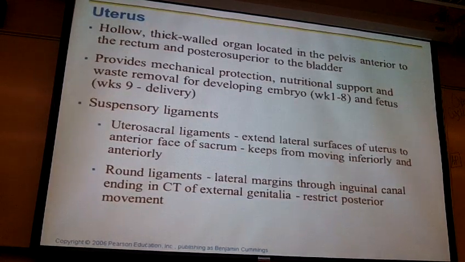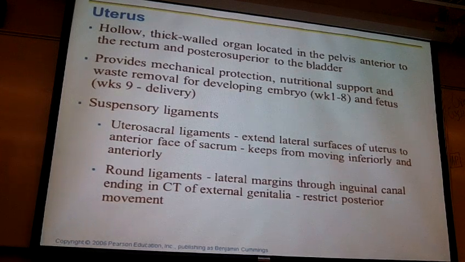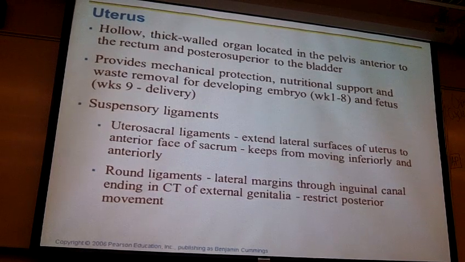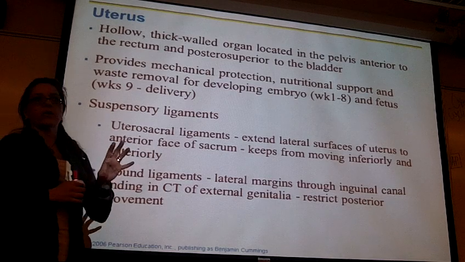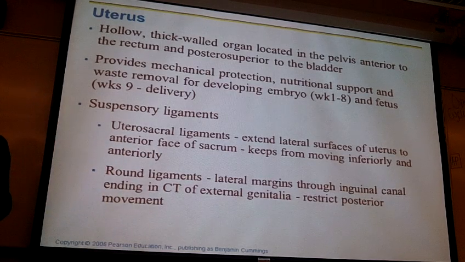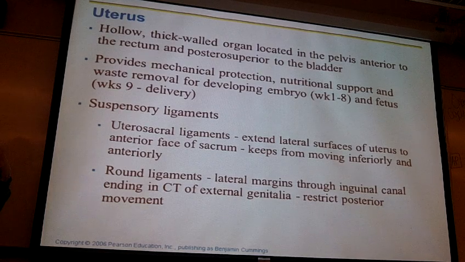Okay, go to the uterus. The uterus is a hollow organ, so that means the innermost part is going to be lined with epithelia. It's going to have a very thick layer of muscle, and that's going to be important for supporting the developing embryo and fetus, and it's also important for labor. That smooth muscle has to contract to get that fetus out.